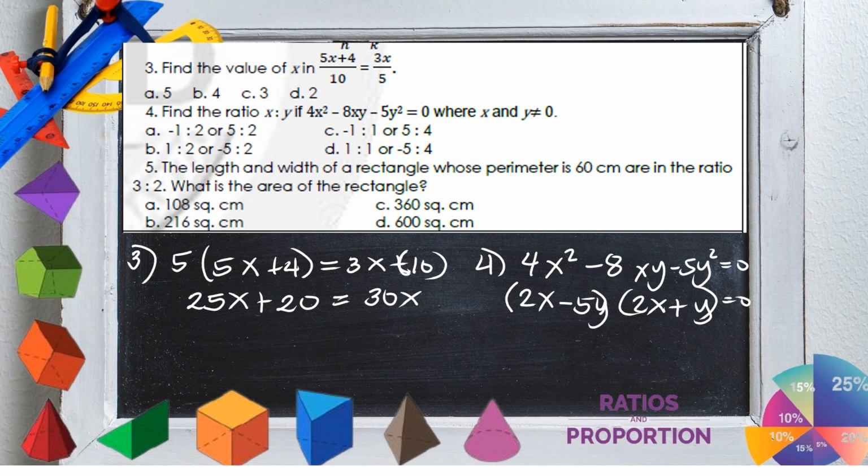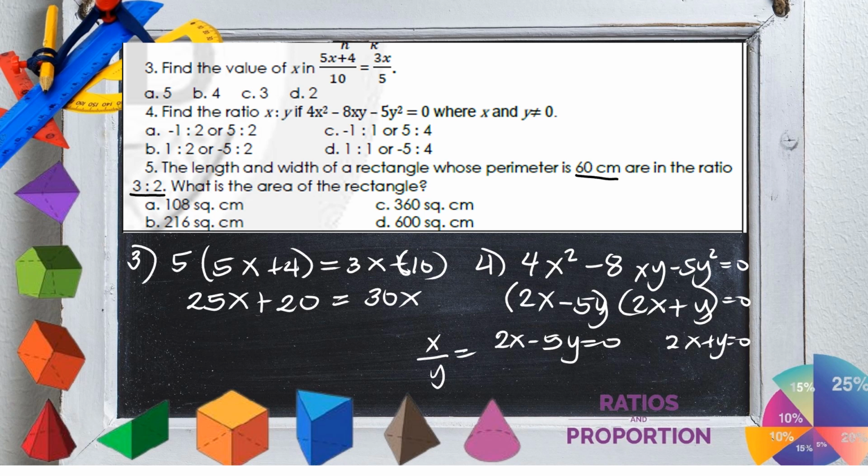Then, what are we going to do next after finding the factors? So, yung 2x minus 5y equals 0. Then, 2x plus y equals 0. Then, you have to solve at the end that x over y is equal to ano yung dalawang magiging proportion or ratio niya. Then, so number 5, we're given with a problem solving on a proportion. So we have here the length and width of a rectangle whose perimeter is 60 centimeters are in the ratio 3:2. What is the area of the rectangle?